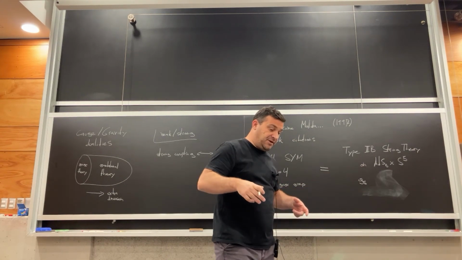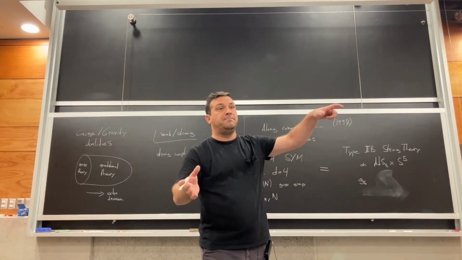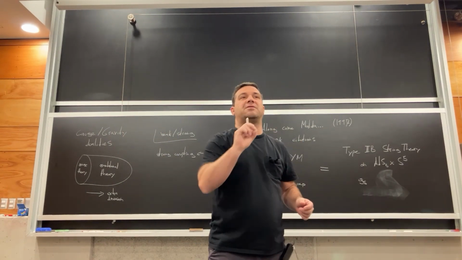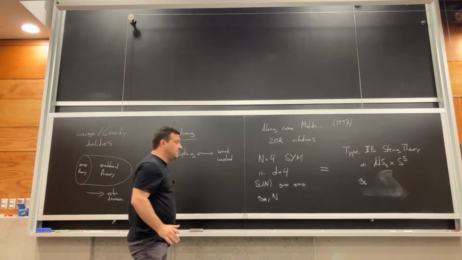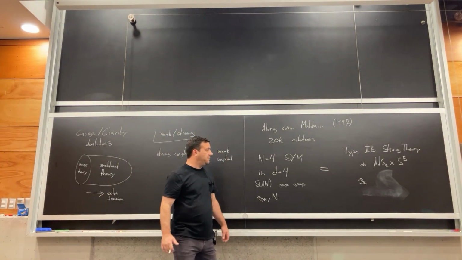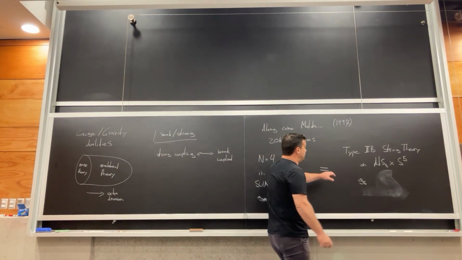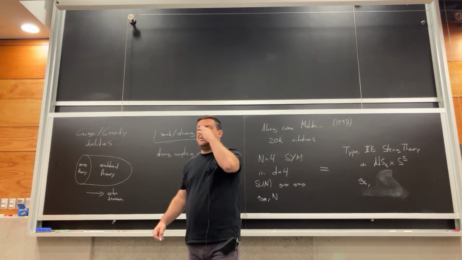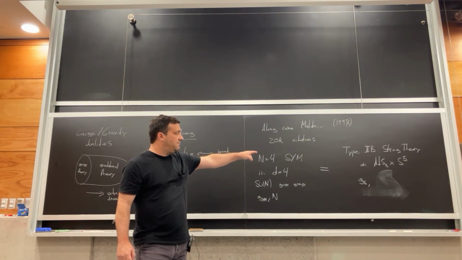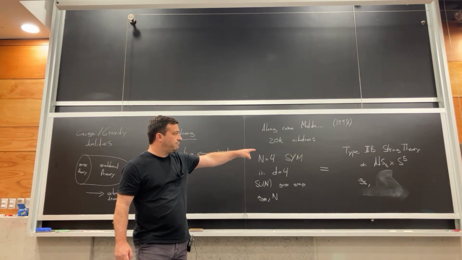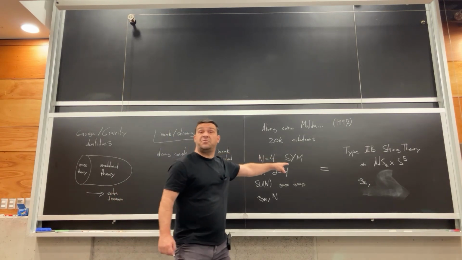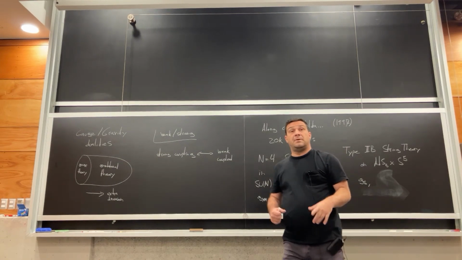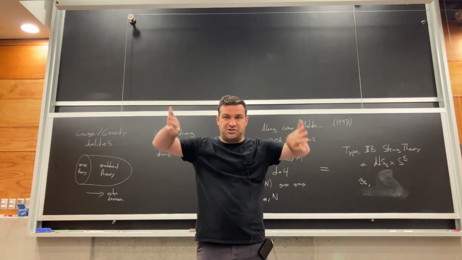It controls every time a string splits into two, or two strings join into one, it controls the strength of that interaction. Just like Yang-Mills controls the strength of the Feynman diagrams. But then you also have another parameter, which is basically the radius of the two spaces. So the sphere has a radius, right? And this space also has a radius. So it determines how much it curves.